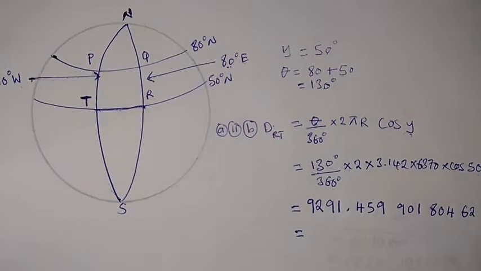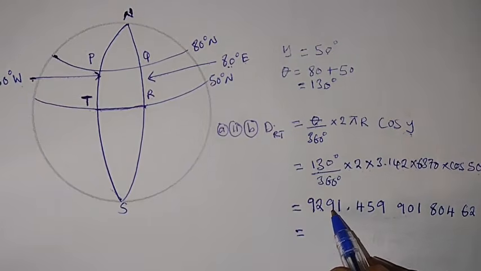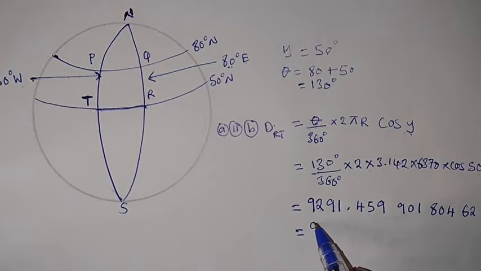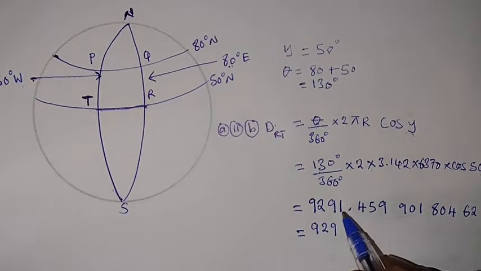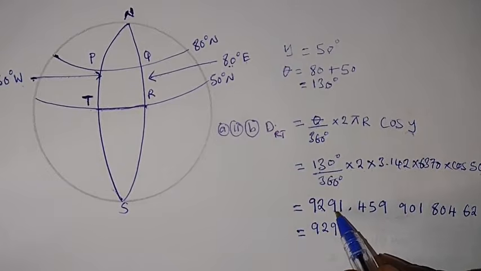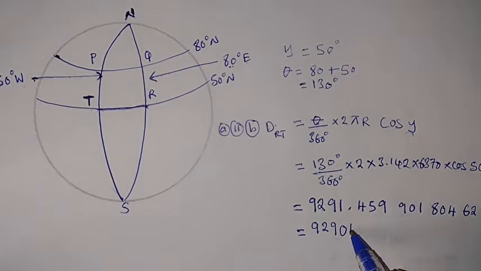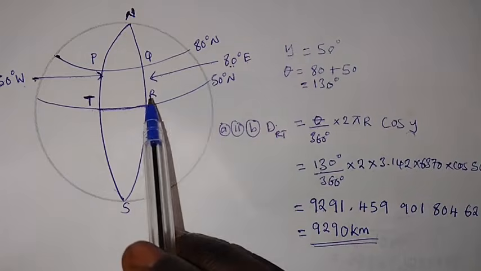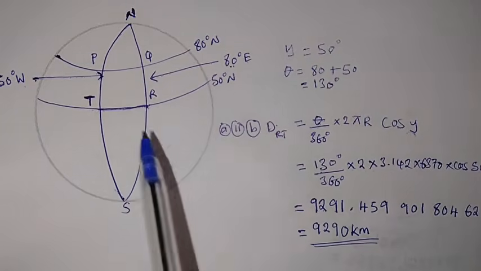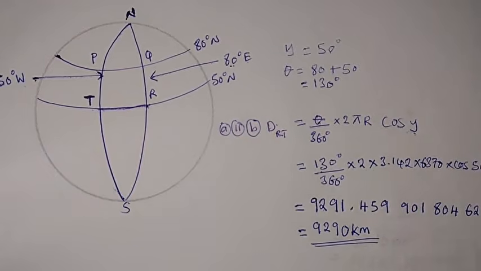Now here we can write distance equal to, so we can leave our answer correct to 3 significant figures. So I'm going to write 1, 2, 3. This one will be 9, 2, 9 will make it 3. So this 9 won't change because 1 can't round up a 9. So just a 9, then 0. The radius of the earth is in kilometers. So this is our distance between point R and T along the line of latitude 50 degrees north. This is our answer that we have found.